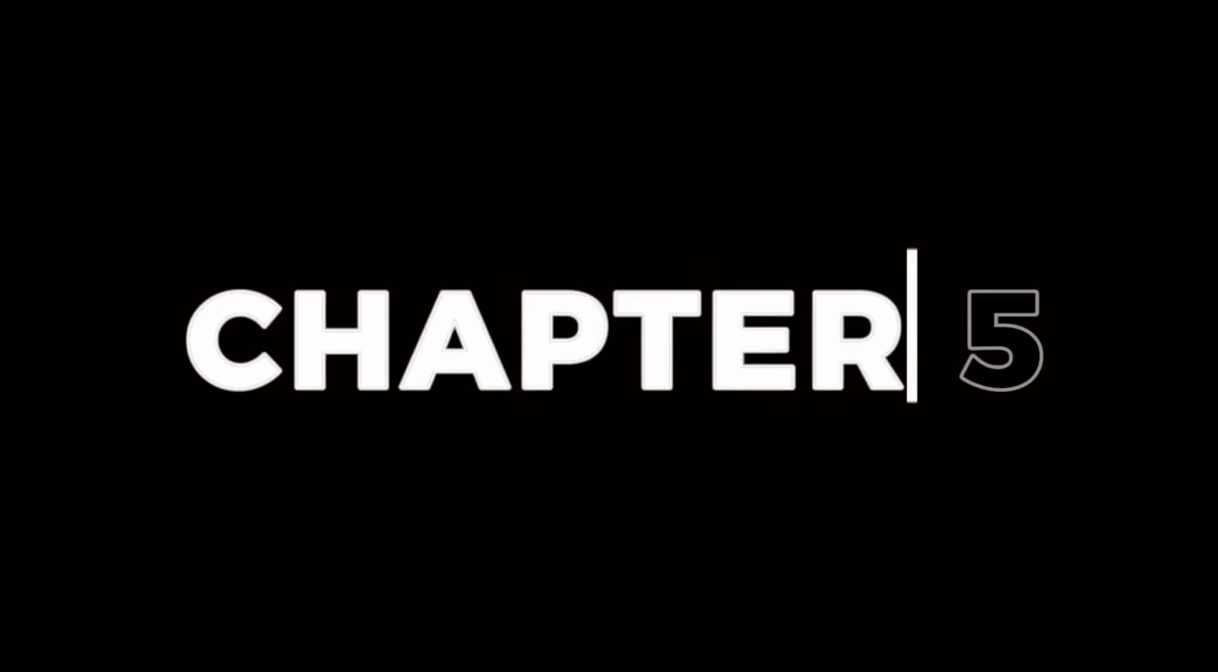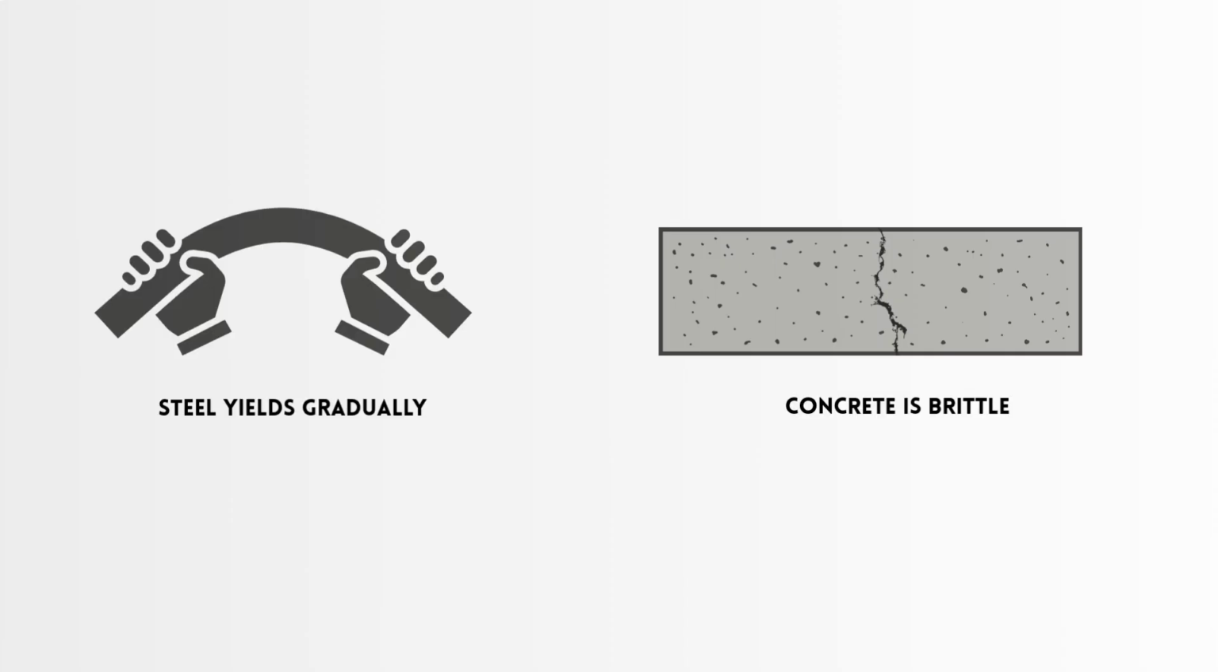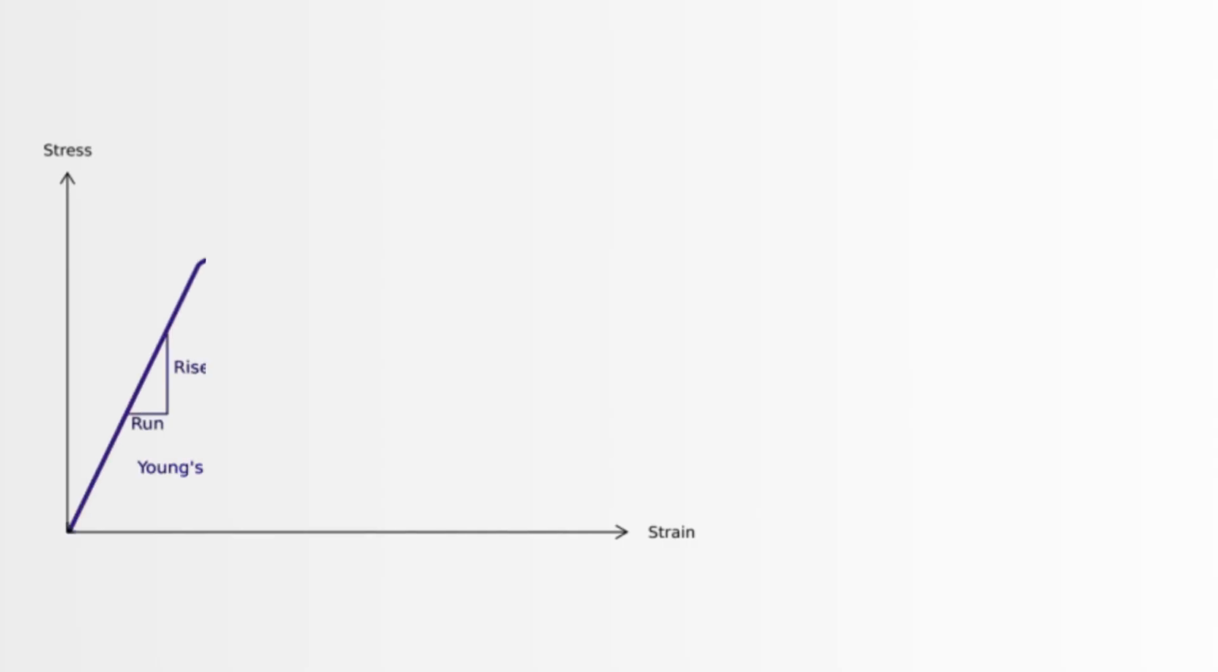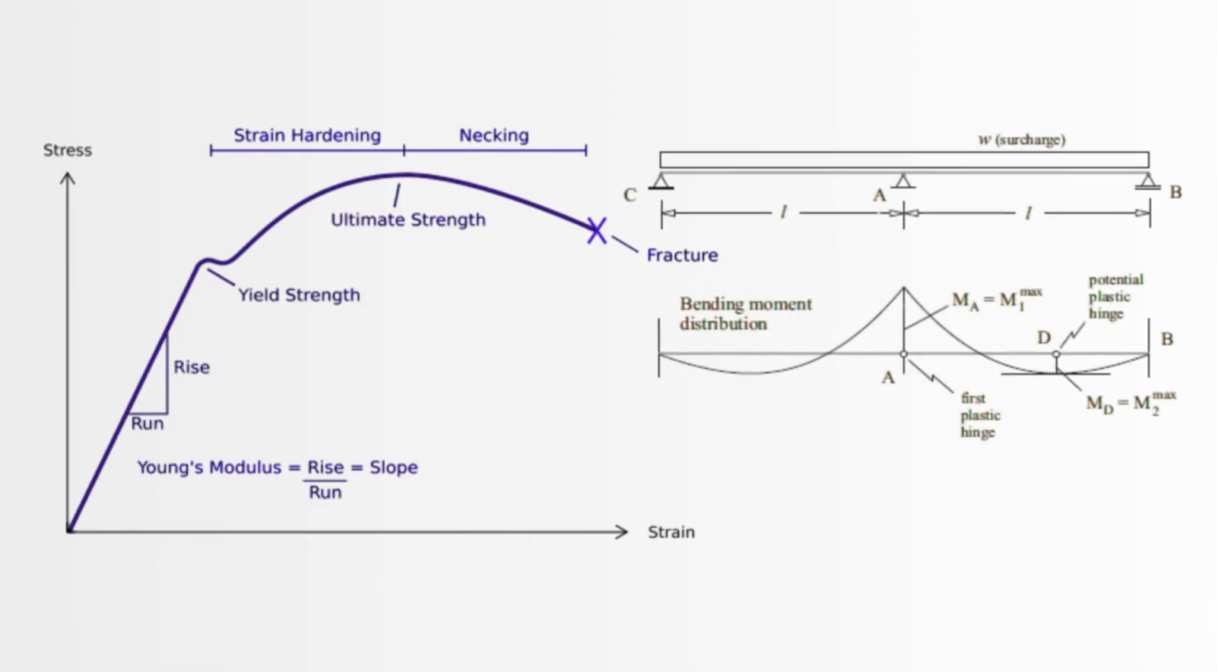Chapter 5. How steel enables redistribution. Concrete cracks. Concrete is brittle, but steel saves the day. After yielding, steel stretches without gaining stress. That extra deformation gives the structure time to adapt. Plastic hinges form, the structure becomes determinate, and forces redistribute.